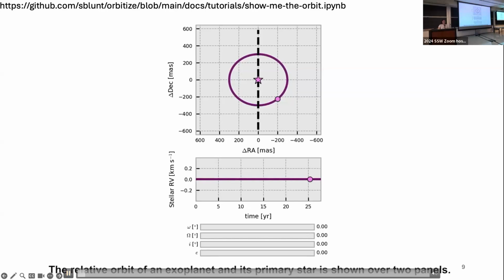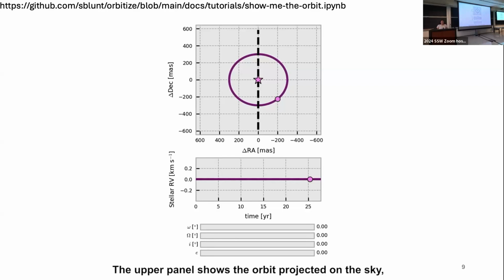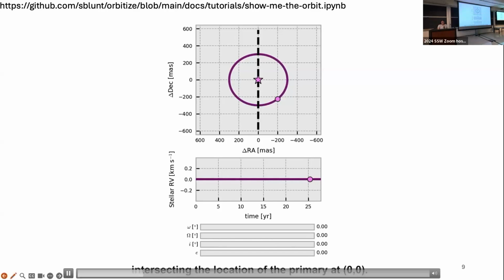The relative orbit of an exoplanet and its primary star is shown over 2 panels. The upper panel shows the orbit projected on the sky, with the primary star at the center, relative declination on the y-axis, and relative right ascension on the x-axis. The line of nodes is shown as a dotted vertical line intersecting the location of the primary at 0, 0. The orbit is circular, and the planet is shown moving at a uniform speed. The lower panel shows the stellar radial velocity curve as a function of time. Currently, the orbit is perfectly face-on, and the radial velocity is 0 at all times.